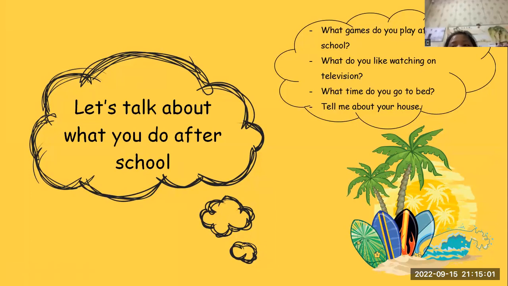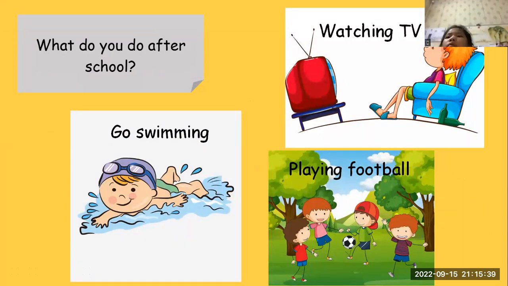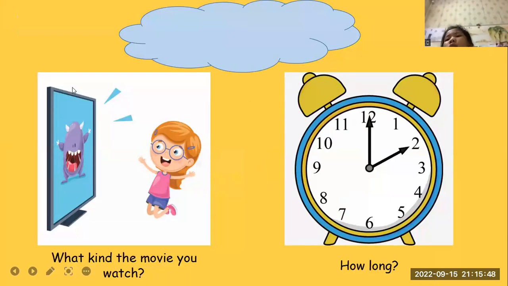My house is big. There are six rooms, three bedrooms, two bathrooms, one kitchen, and one living room. Okay, very good. So now here, what do you do after school? Do you go swimming, watch TV, or play football? I watch TV. Okay, very good. So now what kind of movie do you watch? It's Pink Panther.